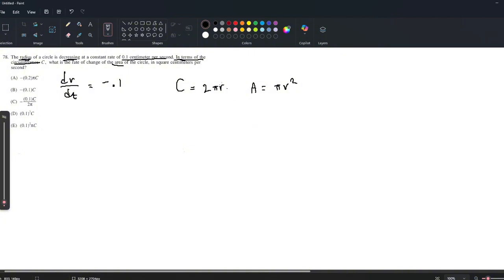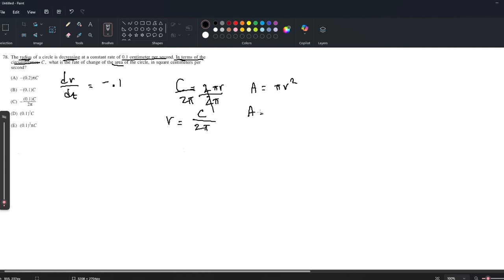So we have to find a way to get circumference into our area formula, and we can do that by rewriting r in terms of c. Basically we just have to solve for the radius. So divide both sides by 2 pi. That cancels. So r equals c over 2 pi. This is our radius in terms of c. Now we can take this radius and plug it into our area formula.